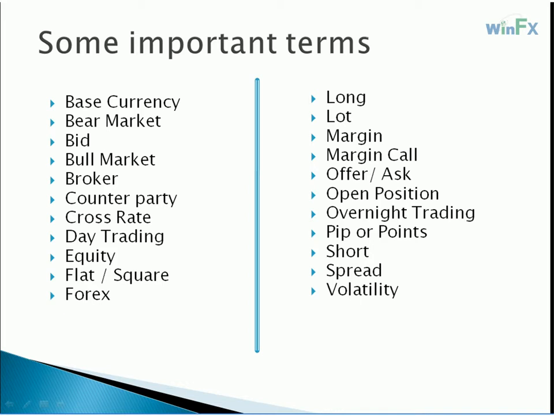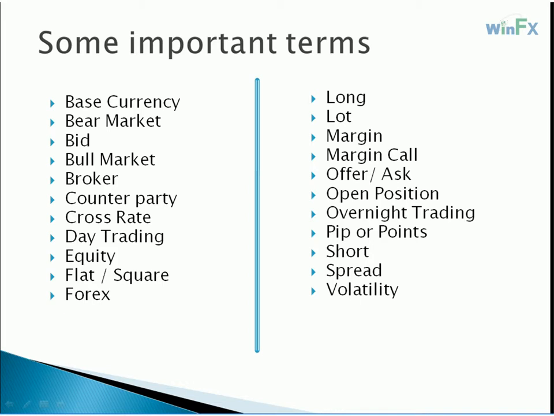The next term is pip or points. Depending upon the context, it normally refers to 1 basis point, that is 0.0001. This basis point works for all currencies except Japanese yen.